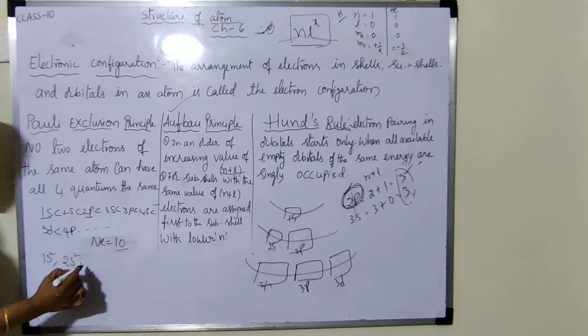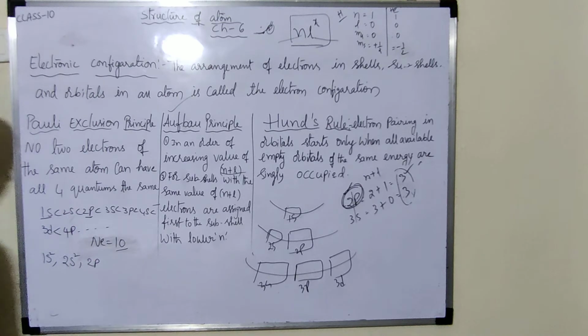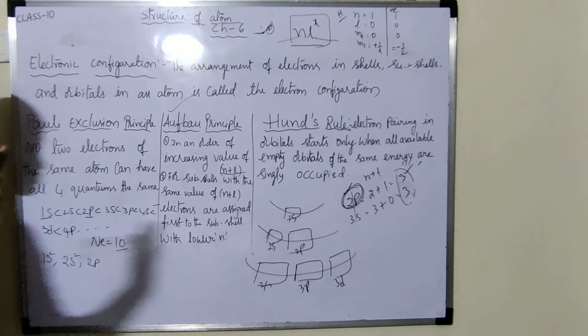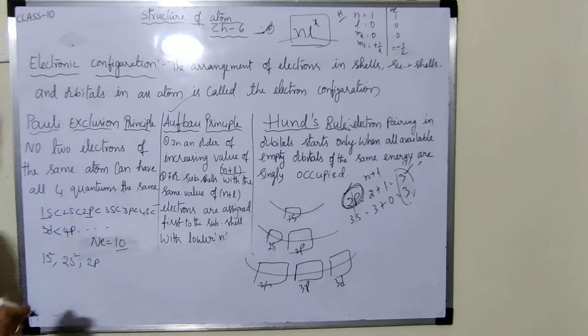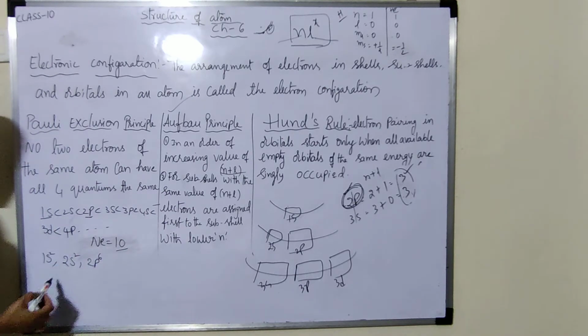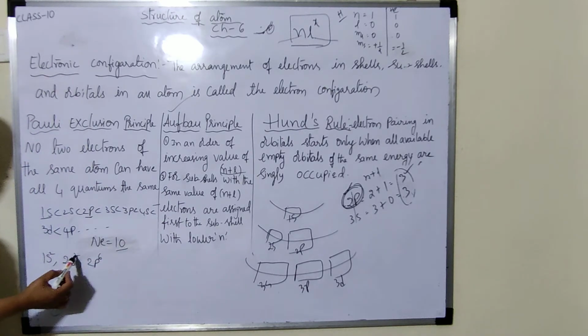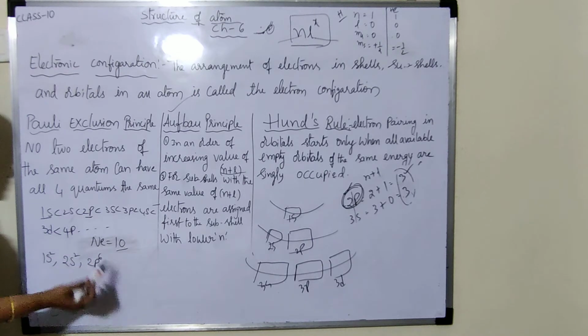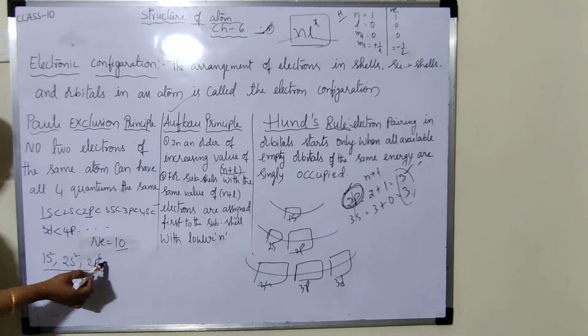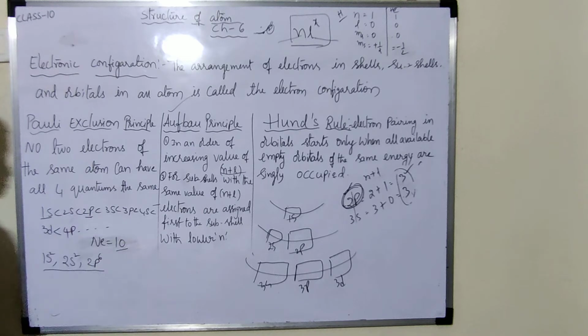Then coming to the p. In that p, how many electrons can you fill? 6 electrons. You can fill 6 electrons. So here 2 plus 2 is 4, 4 plus 6 is 10, over. So this is the electronic configuration of neon.